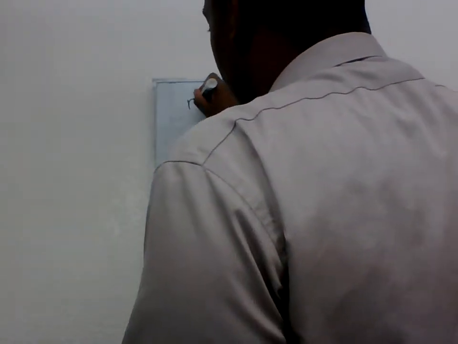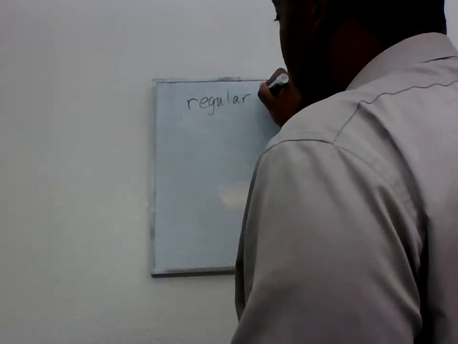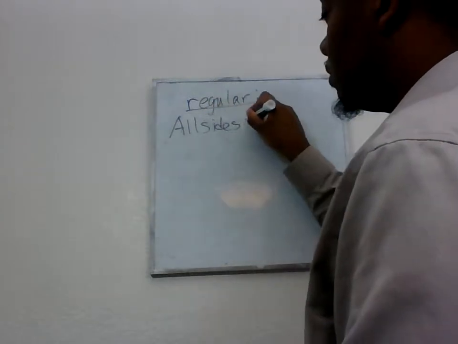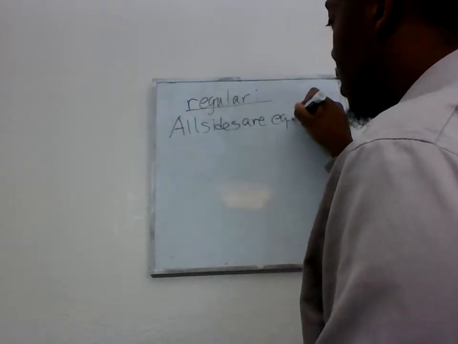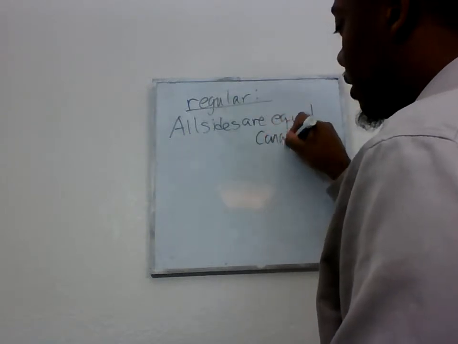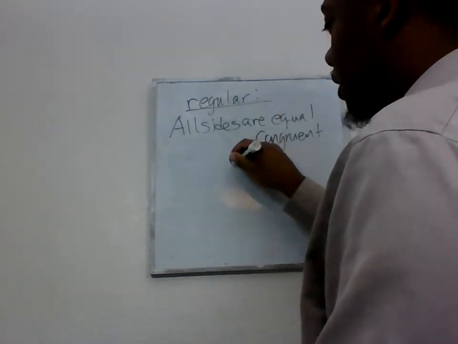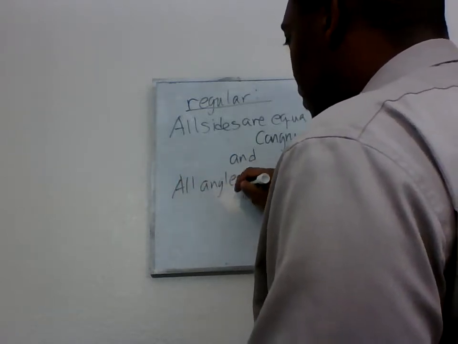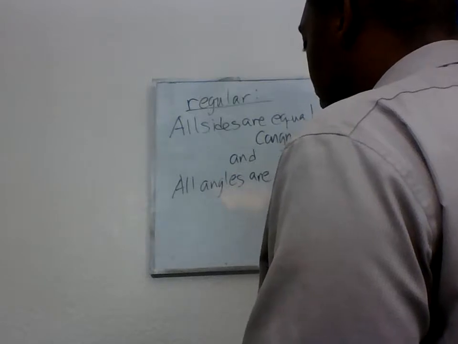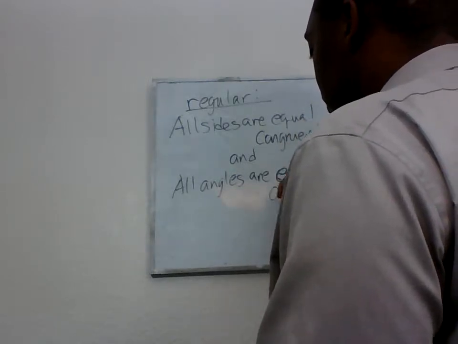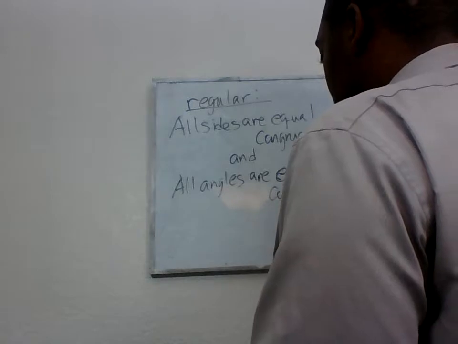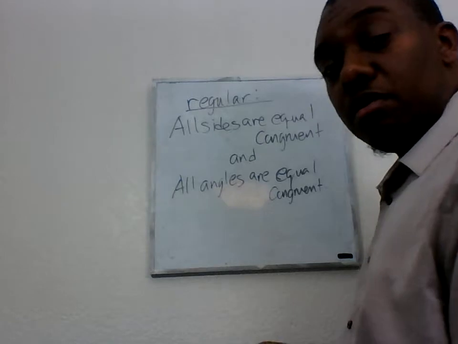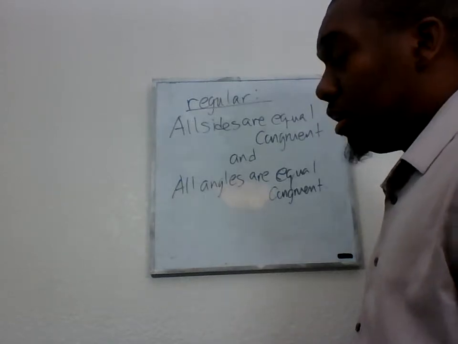So if it's regular, then all sides are equal or congruent, and all angles are congruent or equal. Okay. Again, this is very important. Regular: all sides are equal, and all angles are equal.